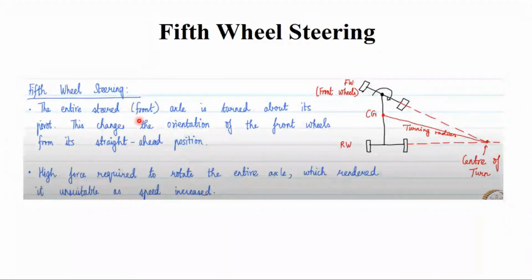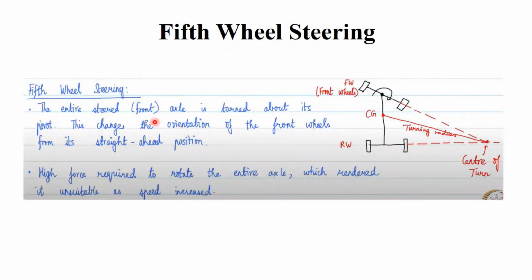The entire axle, or the front axle, is turned about its point. You know, this is the axle which is between the two wheels. Okay, only the front axle gets turned about its point. The rear axle remains the same.